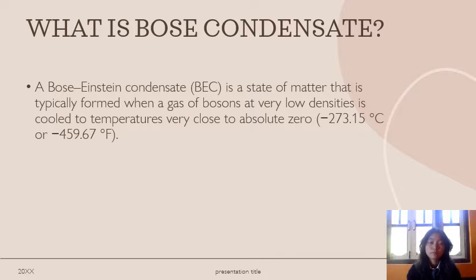What is a Bose condensate? Before understanding Bose condensation, let us understand what a Bose condensate is. A Bose condensate is a state of matter that is typically formed when a gas of bosons at very low density is cooled to a temperature very close to absolute zero, minus 273.15 degrees Celsius or minus 459.67 degrees Fahrenheit. It's typically a state of matter.